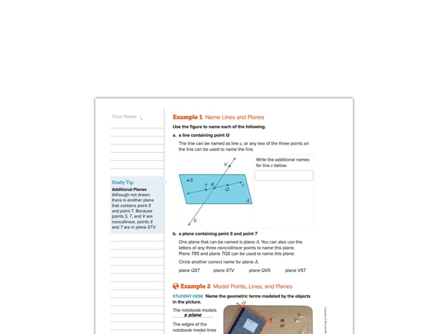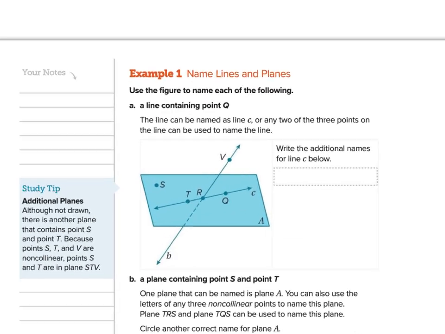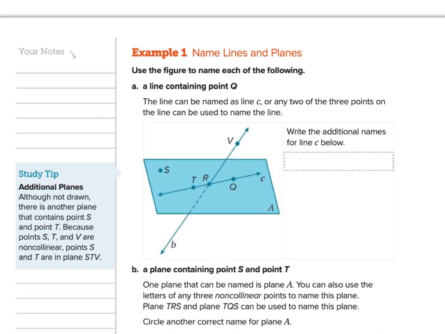Now, continuing on as we look at this, it says name lines and planes. So use this figure to name each of the following. So right here, a line containing point Q. Now remember, in order to establish or identify a line, you have to have either 2 points for the line, or you can also say line with the italicized letter, which would be C, because that is point Q.